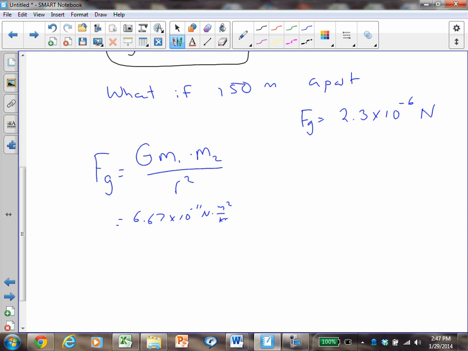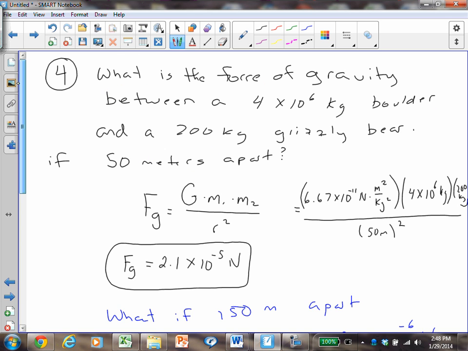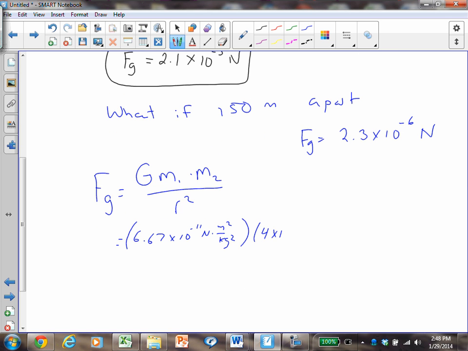Hold on for a second. Let me just see if it works, okay? First, the mass of the boulder is 4 times 10 to the 6. The grizzly bear is 200 kilograms. And now they're separated by 150 meters squared. So if you look at that in terms of before, it was 50 squared on the bottom. But now it's 150, which is the same as 3 times 50. 3 squared is 9. So it's got to be a ninth of what it was.